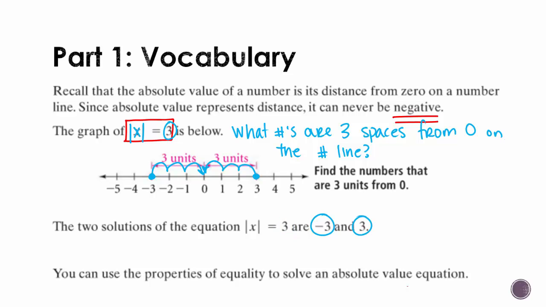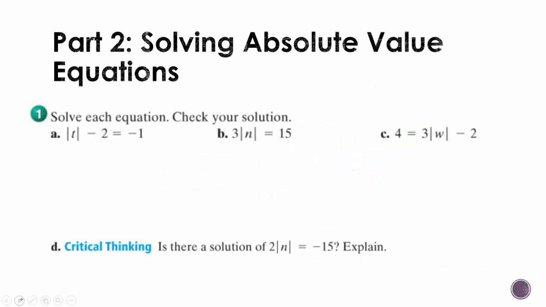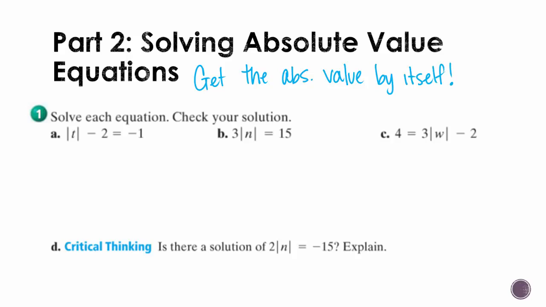We can use the properties of equality to solve an absolute value, which means whatever you do to one side, you have to do to the other. So let's do some solving. So the first thing that you should always do is get the absolute value by itself. That should always be your goal.